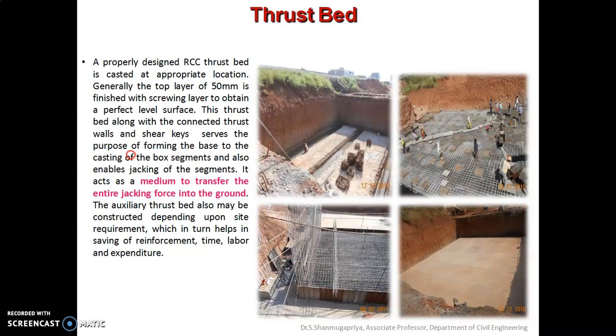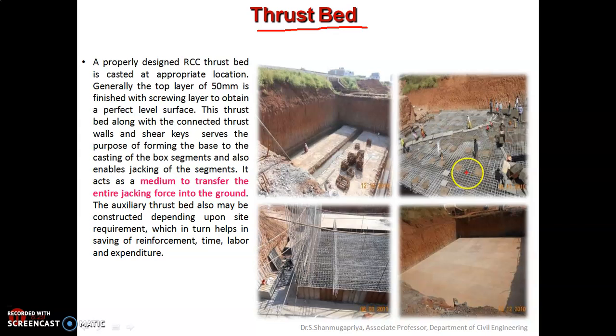So now we'll try to understand what are the components of this box pushing technique. So the first component is the truss bed. So let us understand what is this truss bed. See, a properly designed RCC truss bed should be cast at the appropriate location as you're seeing in this picture. Generally, the top layer of 50 mm is finished with a screeding layer in order to get a perfect level surface.